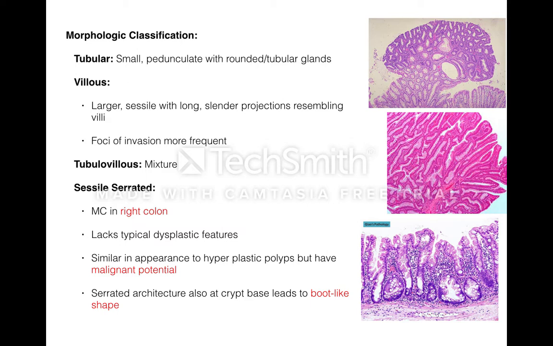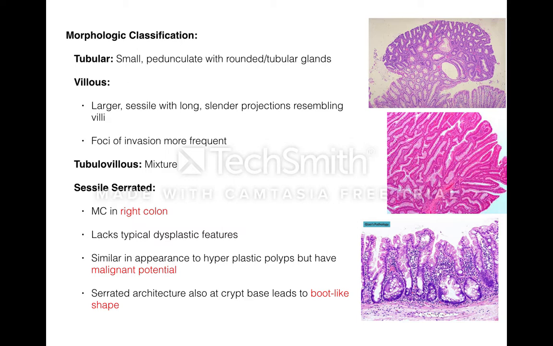Adenomas can be classified as either tubular, villous, or tubulovillous. Tubular adenomas tend to be small and pedunculated with rounded or tubular glands, as pictured in the top right. Villous adenomas are larger and often sessile with long, slender projections resembling the villi of the small intestine, as pictured in the middle. These are associated with more frequent foci of invasion. In other words, they have a higher risk of being malignant.